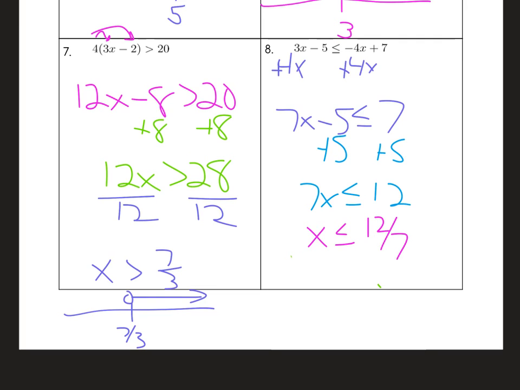Now, again, that's a weird number, but it's the same answer. Who cares? So 12 sevenths, less than or equal to. So the equal to portion means I could do a solid dot. And then the less than tells me to go to the left. And I have done the problem.